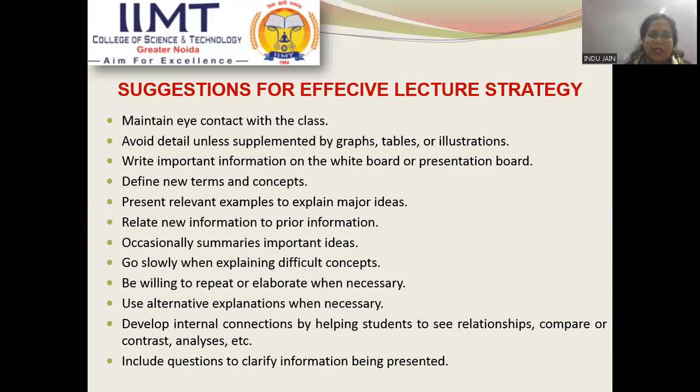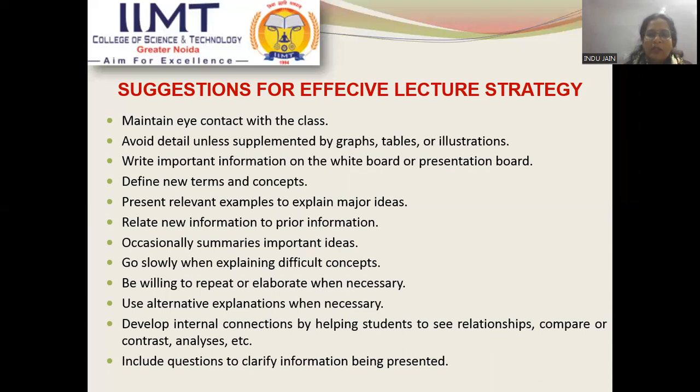The next one is relate new information to the prior information. With different examples, we can relate the new information with the previous information which is already known by the students. It is again very necessary to relate the previous knowledge and the new knowledge.